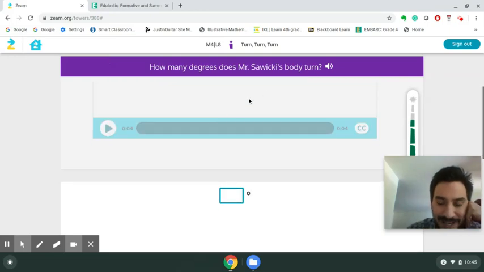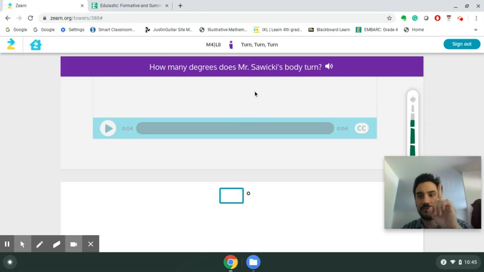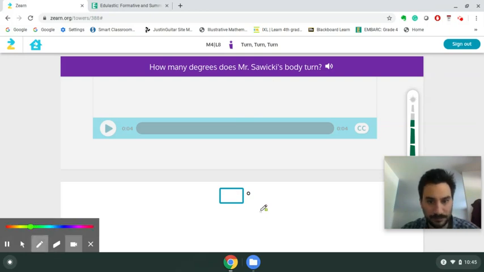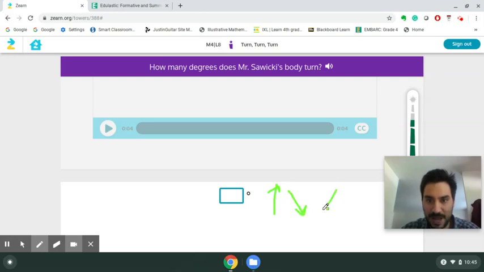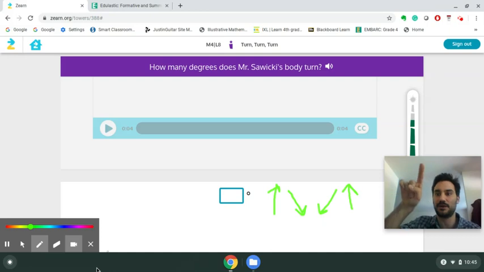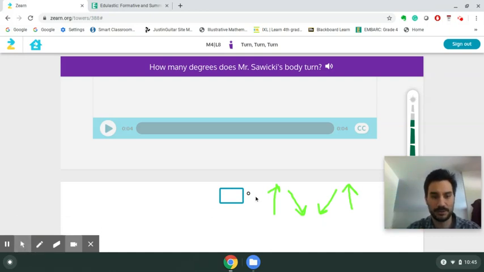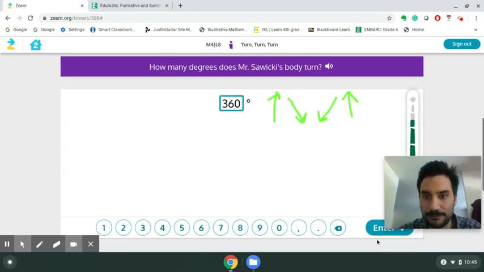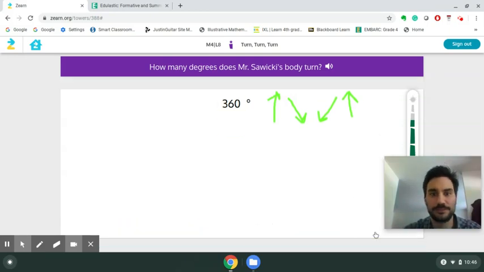So when he did a cartwheel, he went from facing upwards. Here's my cartwheel. As he spins around, he goes down, he goes back around, and he ends his cartwheel facing up, right? He's facing vertical. So he did a whole rotation. What do we call a whole turn? How many degrees? If you said 360 degrees, I think that you are correct. Great work.